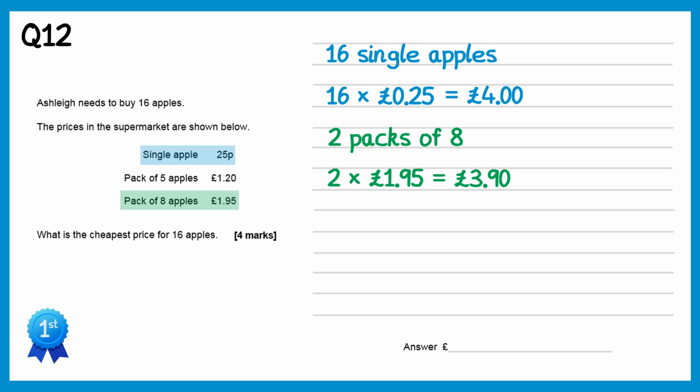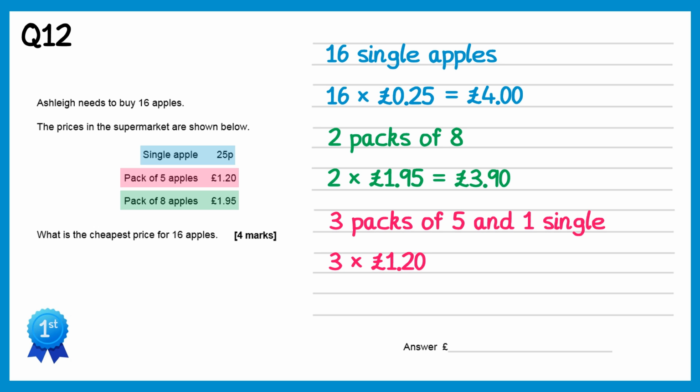Now if we use the pack of 5 apples, we can't get exactly 16 apples, but if we take 3 packs of 5 apples, we'd have 15, and we'd need 1 more single apple. So if we do 3 packs of 5 apples, and 1 single, we'll do 3 lots of £1.20 plus 25p. This comes out as £3.85, which is the cheapest possible way.